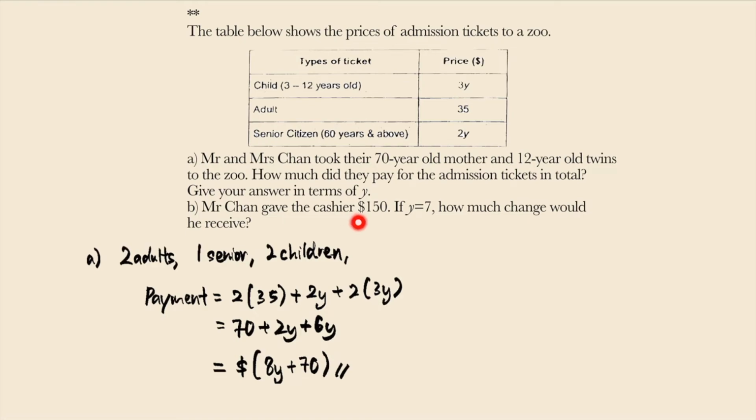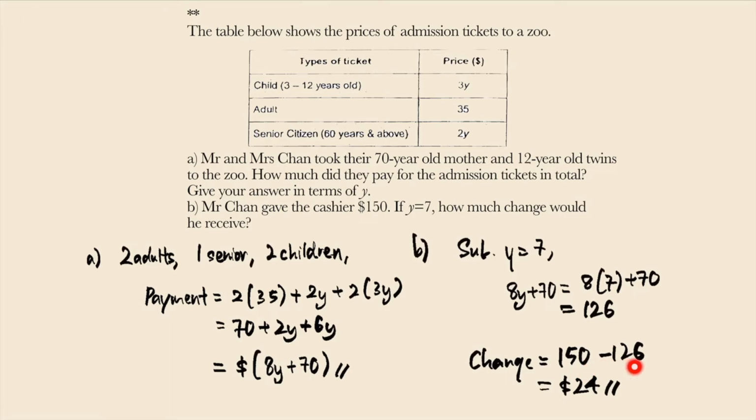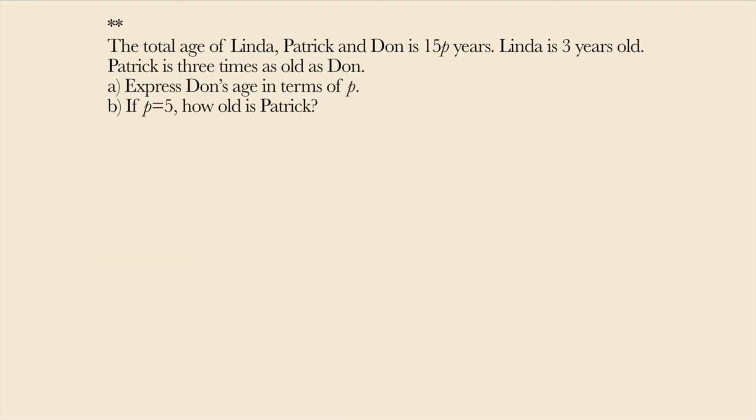Next, Mr. Chan gave the cashier $150. If y is equal to 7, which means we will substitute y equals 7 here and take the 150 minus the bill, and we get a change of $24. The total age of L, P, and D is 15p years. Linda is 3 years old.